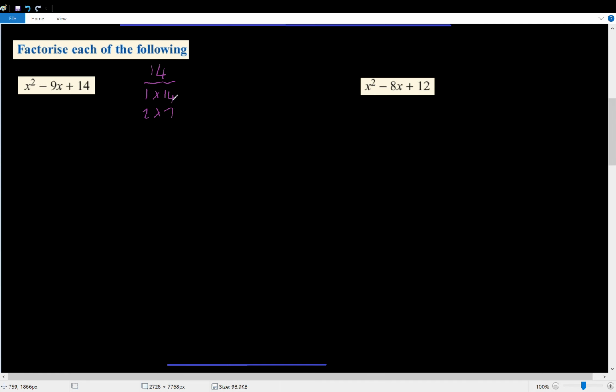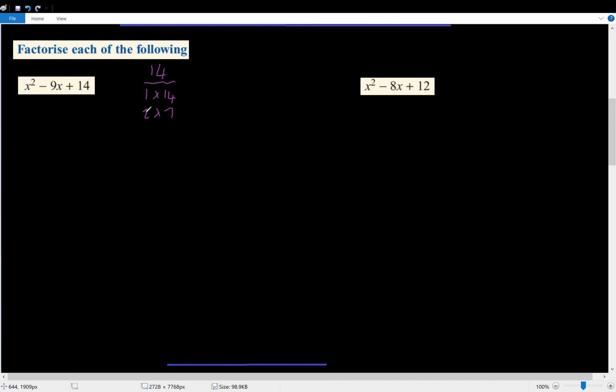1 and 14 add up to 15, and 2 and 7 add up to 9, which is not the same as minus 9. But what we've got here is an incomplete list of factors, because we didn't take the negative factors into account. We didn't need to above because there were no negative numbers in our examples. But this time around we're going to have to.